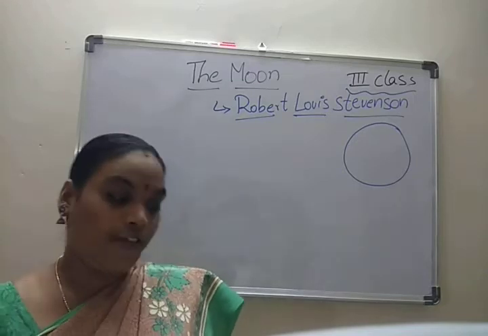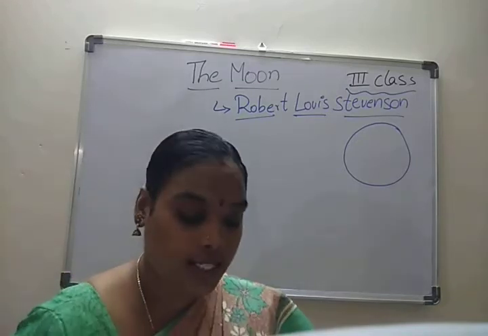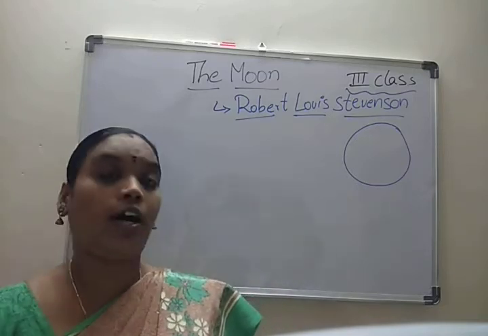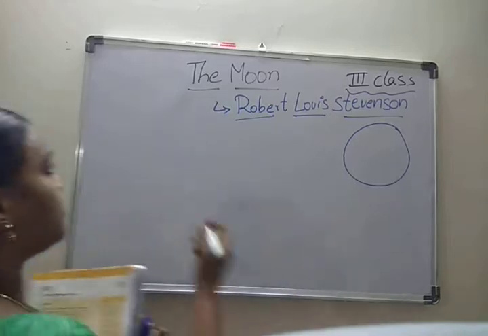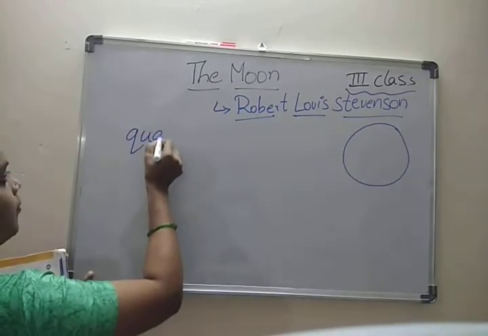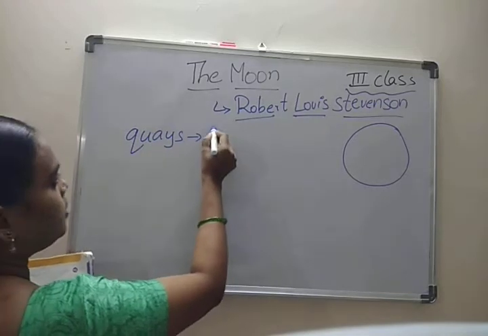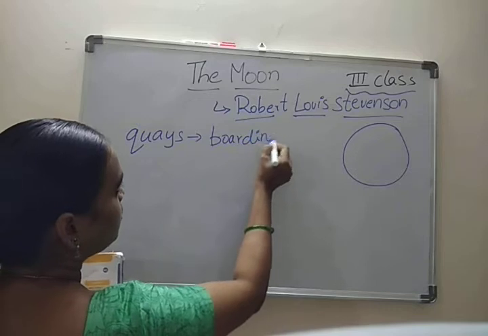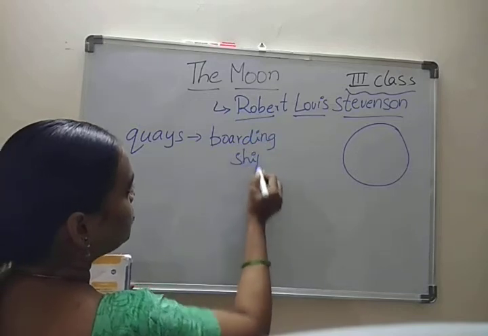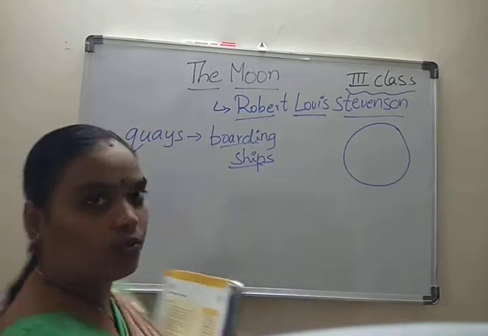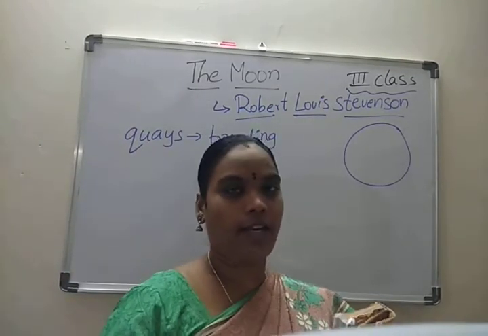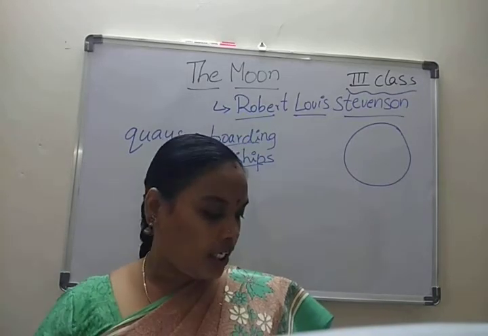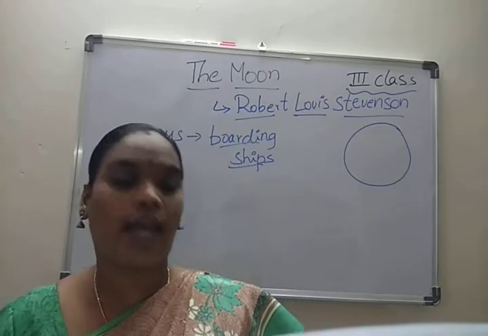On streets and fields and harbor quays. What is the new word? Quay. Quays. It is a place of boarding ships. Actually harbor is there, but more effectively they have used quays here. On streets and fields and harbor quays.